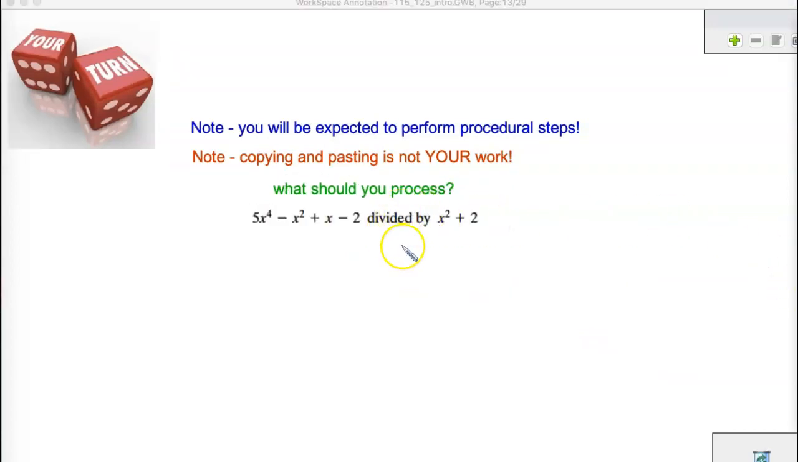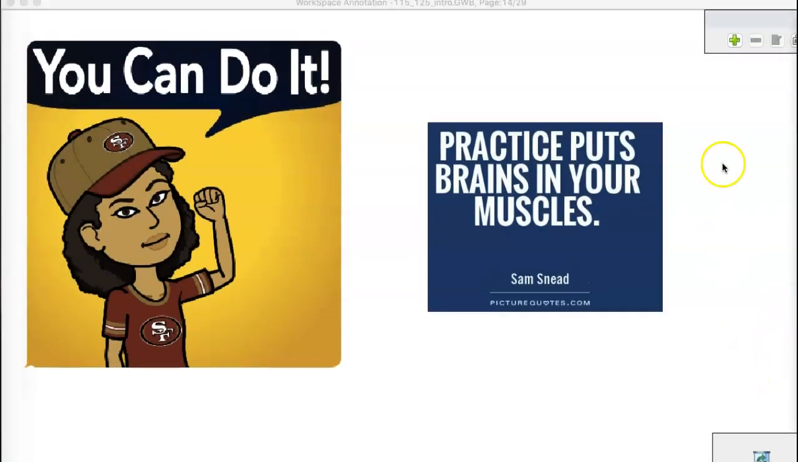Again, we're not going to get into this because I want to keep this video short, but do you remember how to divide, right? What would be your process? You've got to think about that. This is our prereq stuff, and it's okay if we don't remember, but we need to recall so that we can brush up on that. That's why it's so important. Practice puts brains in your muscles, right?